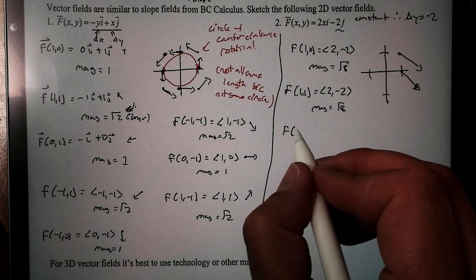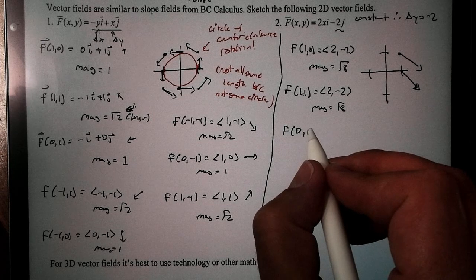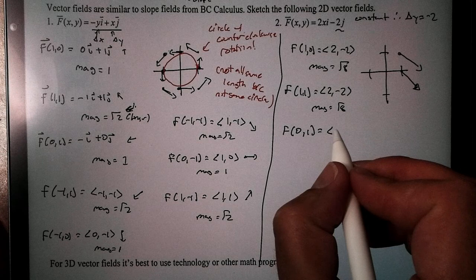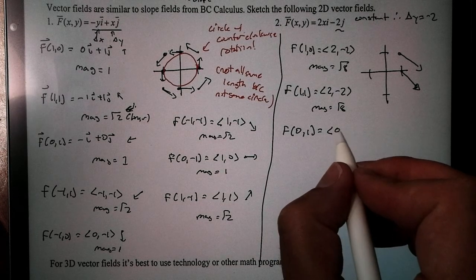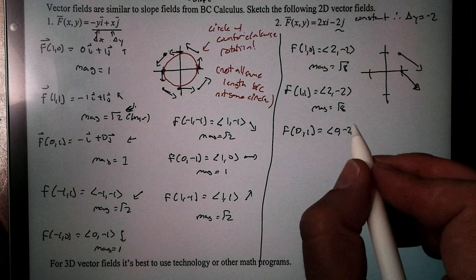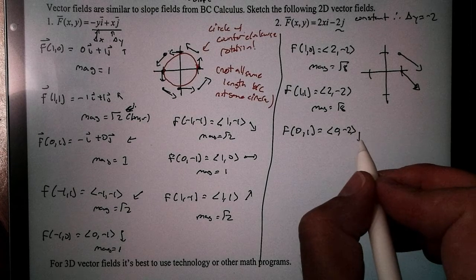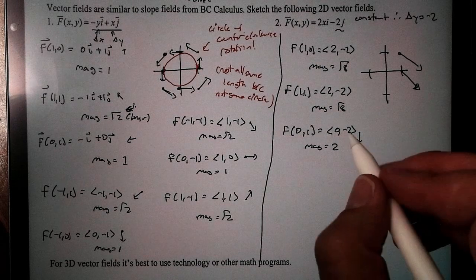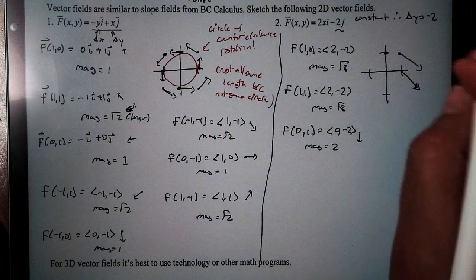If we could keep going, rocking around the clock, (0, 1), that's going to give us just (0, -2). So remember this, which way is this going? This one's just going straight down, right? But it has a magnitude of 2, which is less than this one. So here we have a magnitude of 2.